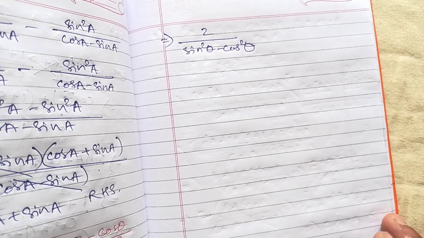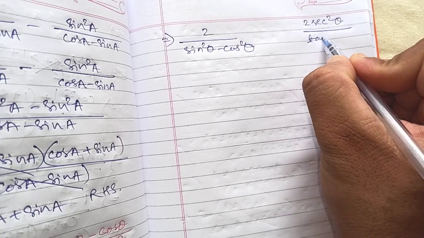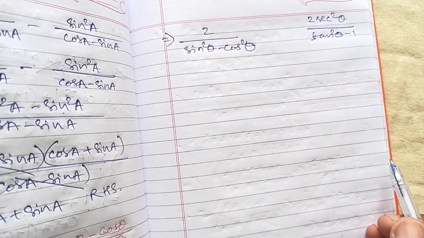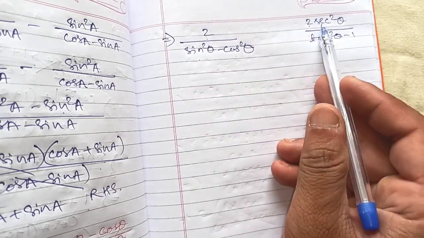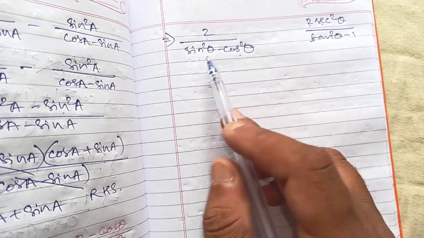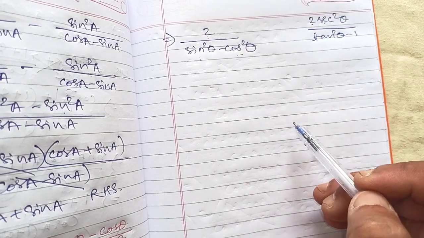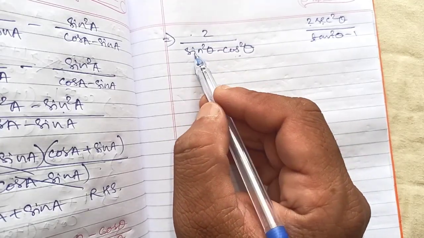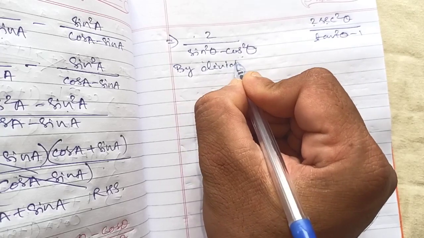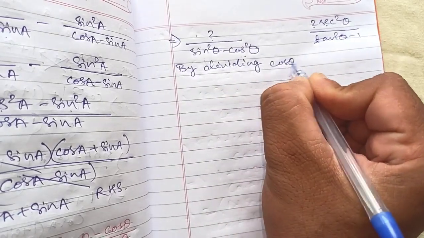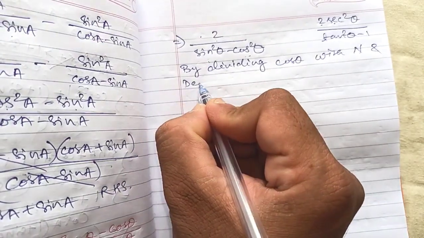Now what we have to get? The answer is 2 sec square theta by tan square theta minus 1. In the numerator we have 2, same. Sec square theta we don't have here. These are sin square theta minus cos square theta. We have to write it in terms of tan square theta. So what I will do, I will divide by cos square theta in the numerator and denominator.